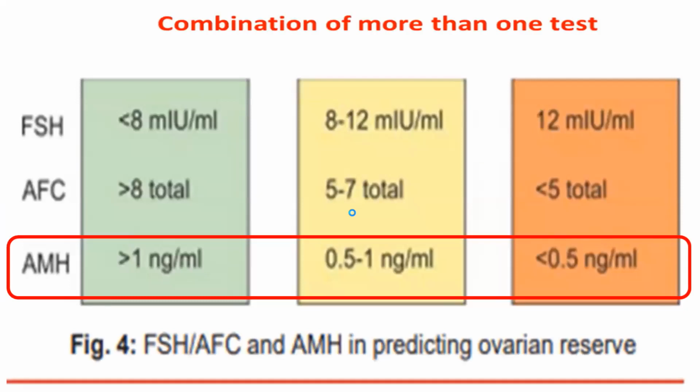As I told you, it is a single biochemical test of ovarian reserve. If it is 1 or more, this is good. If it is from 0.5 to 1, this is intermediate. And if it is less than 0.5 nanogram per milliliter, this means that poor ovarian reserve is suspected. We cannot guarantee that this case has poor ovarian reserve on a single test. And FSH also can be used with AMH in combination to check the ovarian reserve status, in addition to antral follicle count.